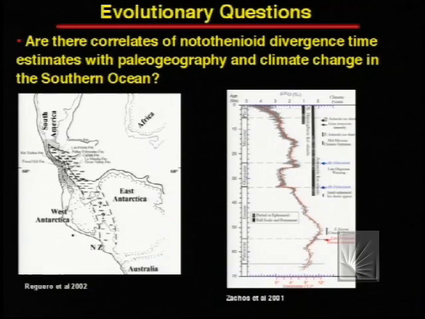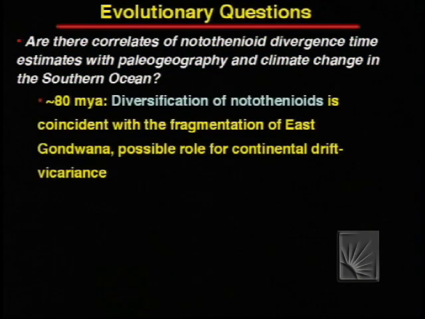So we can ask, are there correlates of Notothenioid diversification with regard to divergence times, with paleogeography and climate change in the Southern Ocean? And I would argue indeed, at about 80 million years, we see the initial diversification of Notothenioids, and this is coincident with the fragmentation of East Gondwana. And so indeed, there's a possible role for fragmentation of continents separating groups. And this is called vicariance.